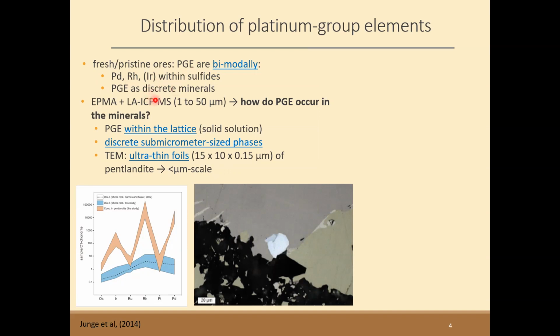Just a few words about this, because there will also be a talk on Friday by Jose Maria about nanoparticles, so I wanted to add this here as well. The question then is, if you do these measurements, electron microprobe, laser ICP-MS, what is actually the signal you get? Is it the result of solid solution, so we have PGE just within the lattice, or do we have some very tiny inclusions of platinum group minerals which just give us a signal or the results in our database?